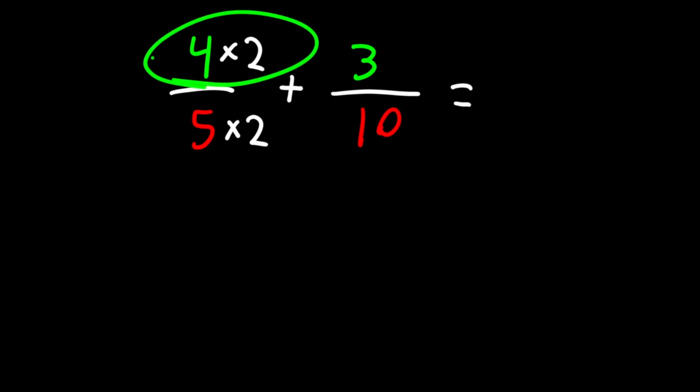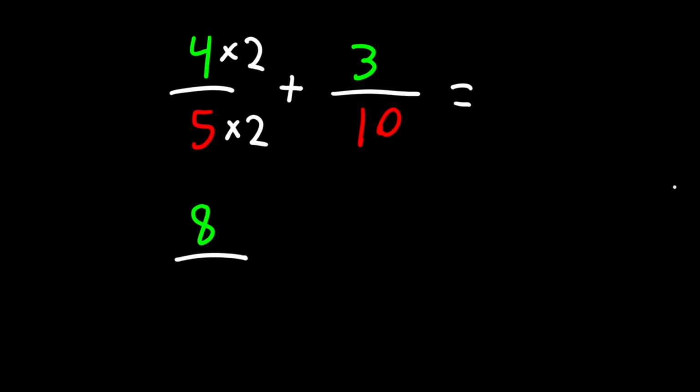4 times 2 is 8, so that's going to be our new numerator. 5 times 2 is 10, so that's our new denominator. The second fraction stays the same.